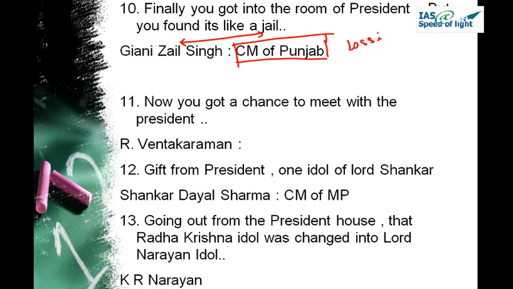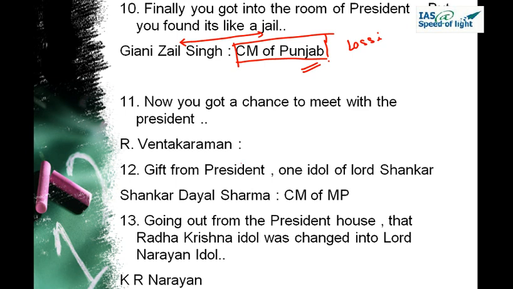So he was the president of Punjab, Gyani Zail Singh, or the jail. The room was like a jail, the president room. Okay, so these are the basic rooms. First was the guest room, then library, then kitchen, now the president room, and now you are meeting the president.